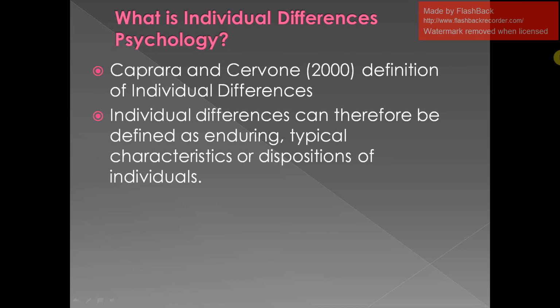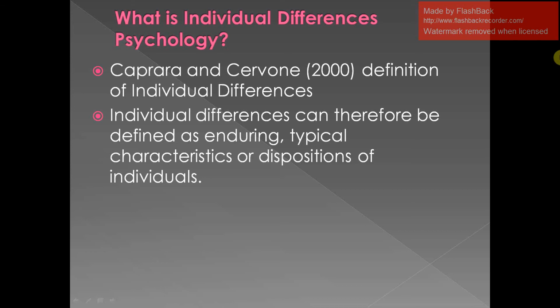Caprara and Cervone in 2000 state that individual differences psychology is the study of the structure and determinants of enduring psychological characteristics as perceived by the individual and those around them. These enduring characteristics are collections of behaviors, feelings, and thoughts that systematically typify how individuals and groups of individuals appear to be similar or different.